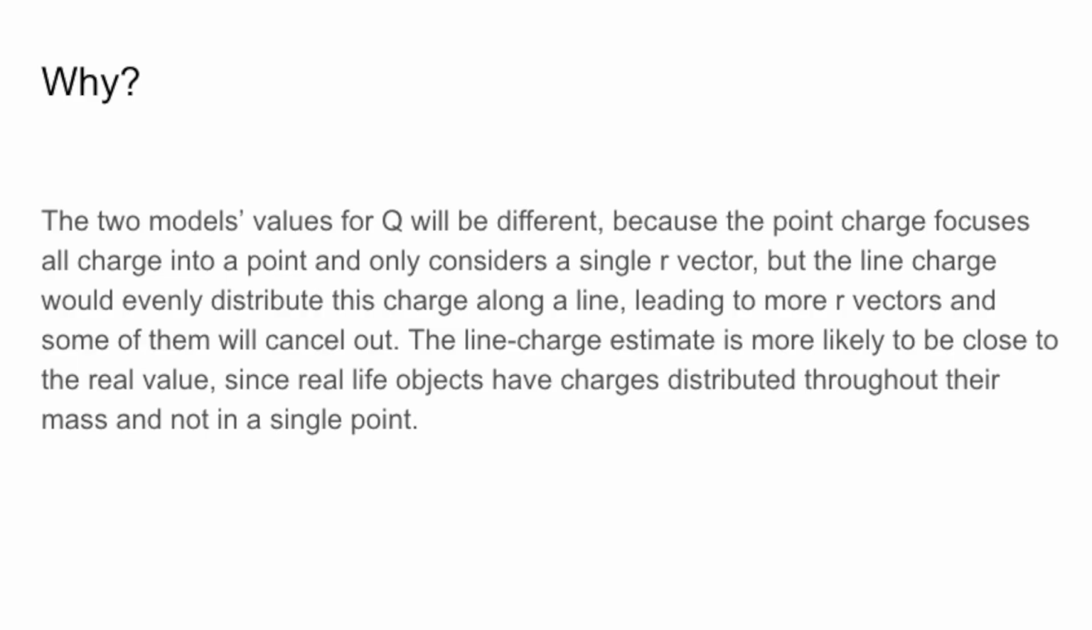Moving on to the Y. Why were the two Q values different for the two different models? It's because the point charge focuses all the charge onto a single point and only considers a single R vector from the observation to the charge. But the line changes because it evenly distributes the charge along a line, leading to more vectors, and some of them canceling out, and just in general different values.